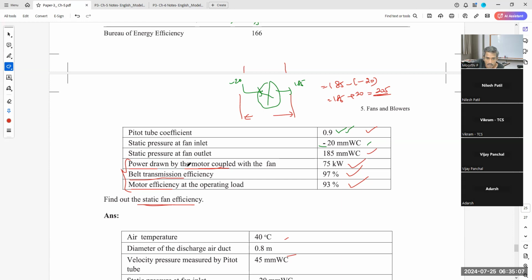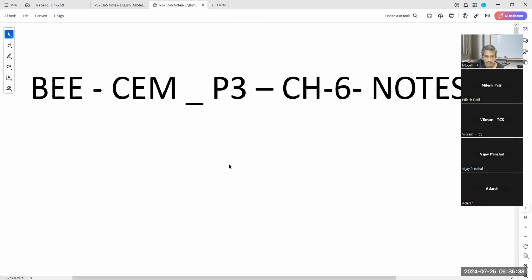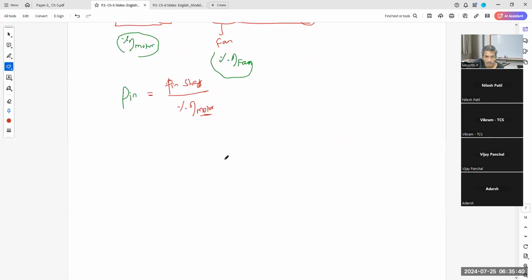Can you hear my voice? Power drawn by the motor coupled with the fan, 75 kilowatt. Belt transmission efficiency 97%. Motor efficiency at operating load 93%. I will draw the diagram. You can tell me one by one. Find out the static fan efficiency. Very important, static fan efficiency. Only the static pressure is given. Understand? Yes sir. I will draw the diagram. Tell me one by one.